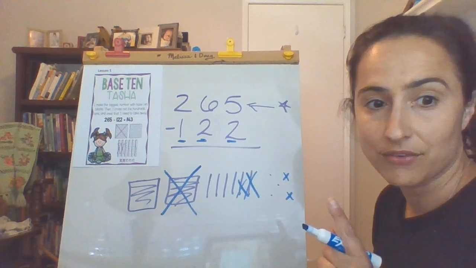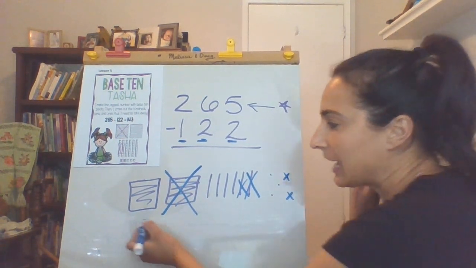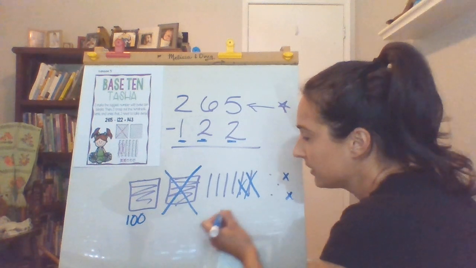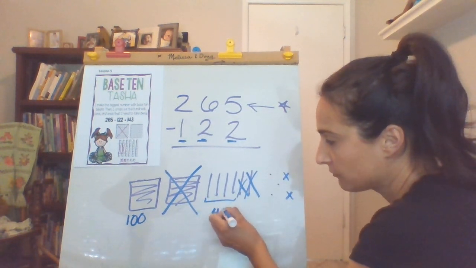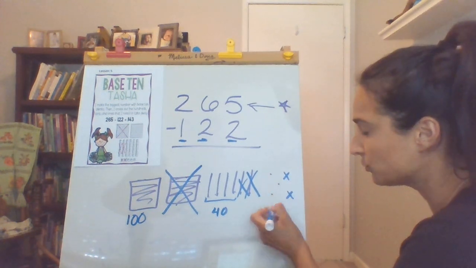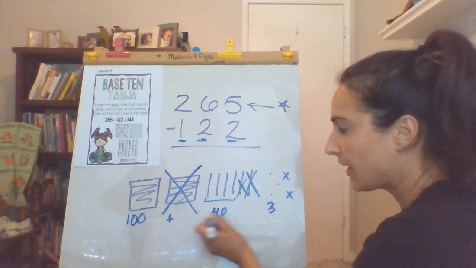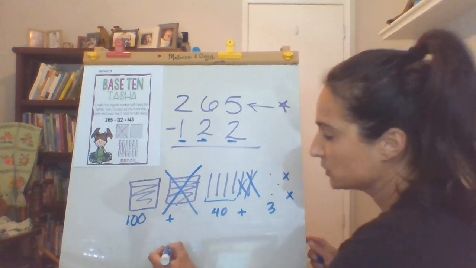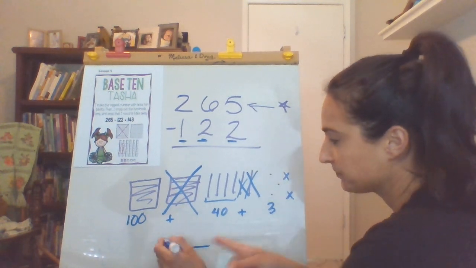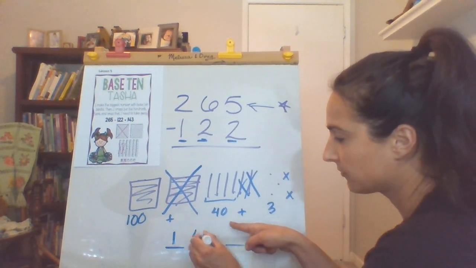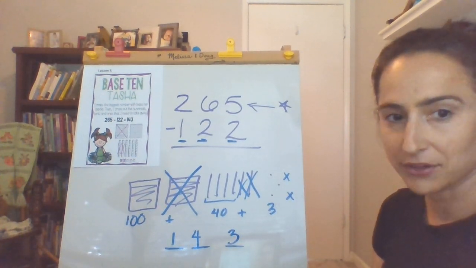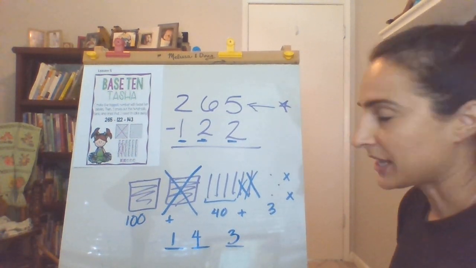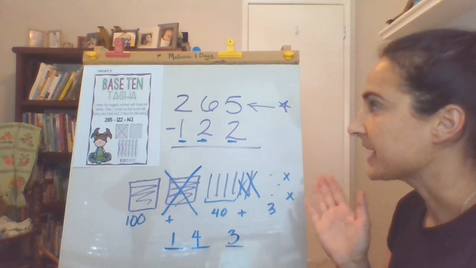And I'm going to think now about what I have left. So right now I have 100. I have 10, 20, 30, 40, 4 tens. And I have 1, 2, 3 ones. And now I'm going to add what's left, right? So I have my hundreds, tens, and ones. 100, 4 tens, 3 ones. My answer is 143. So that should refresh your brain about base 10 Tasha.